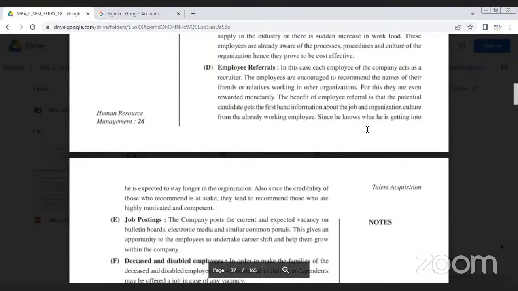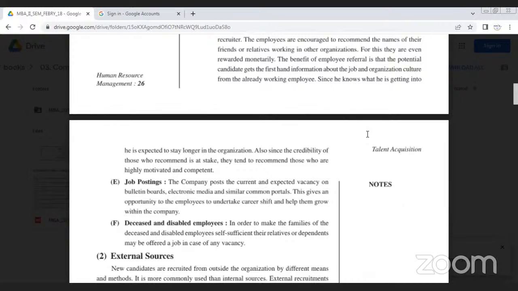Next, employee referrals. In this case, each employee of the company acts as a recruiter. The employees are encouraged to recommend the names of their friends or relatives working in other organizations. For this, they are even rewarded monetarily. The benefit of employee referral is that the prospective candidate gets first-hand information about the job and organization culture from the already working employees. Since he knows what he is getting into, he is expected to stay longer in the organization. Also, since the credibility of those who recommended is at stake, they tend to recommend those who are highly motivated and competent.